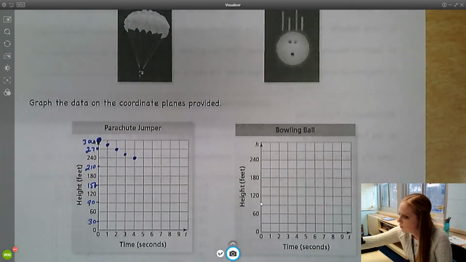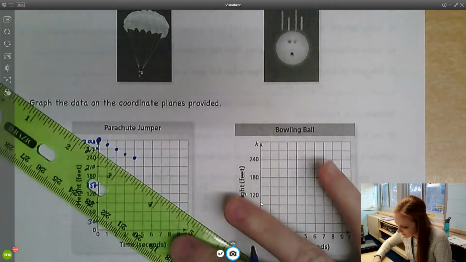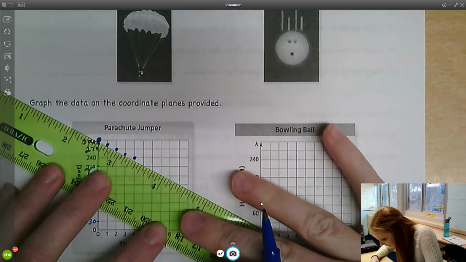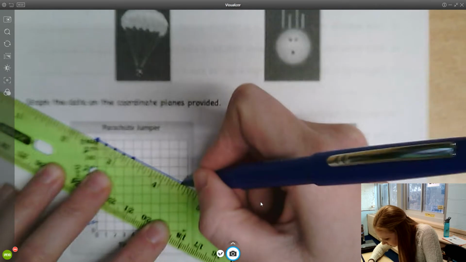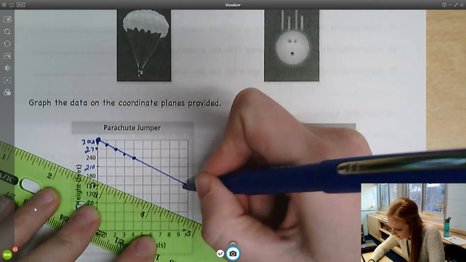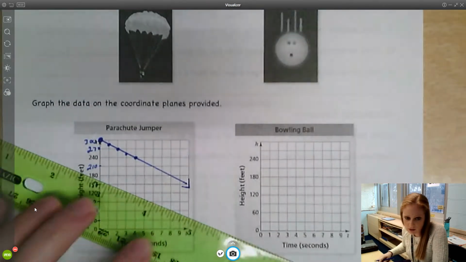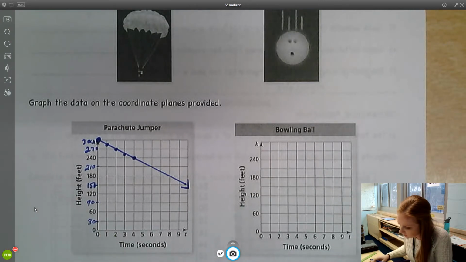But we can connect these and notice that the rate of change is constant. This is creating a line. So if I connect those, it'll keep going. Draw arrows just on this end because he starts here and continues falling. Okay, now let's look at the bowling ball.